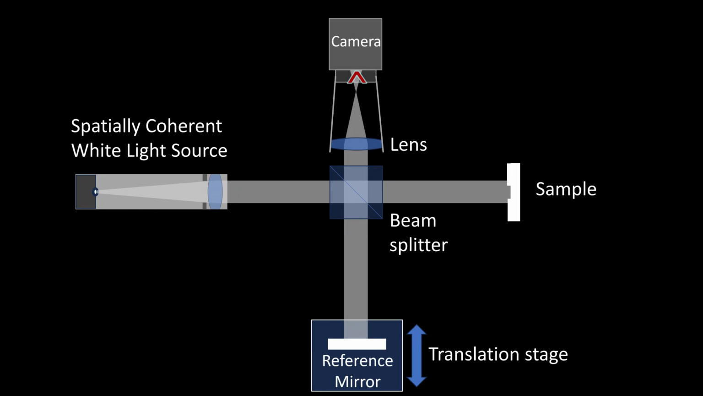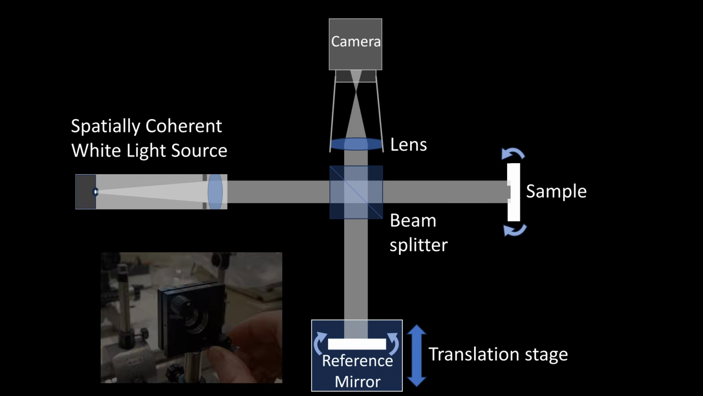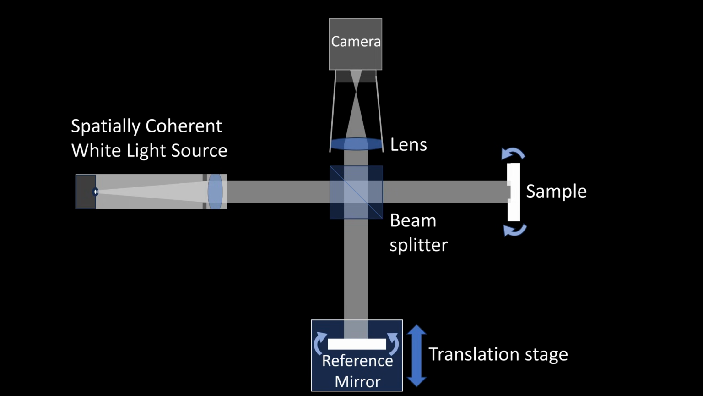An important part of the setup is this translation stage, by which we can adjust the length of one of the two arms. Also, because it is vital that the reflected light of both arms reaches the sensor of the camera under the correct angles, both the sample and the reference mirror have tip tilt adjustments. Okay, so this is the schematics of our setup, and as you can see it's not overly complex.